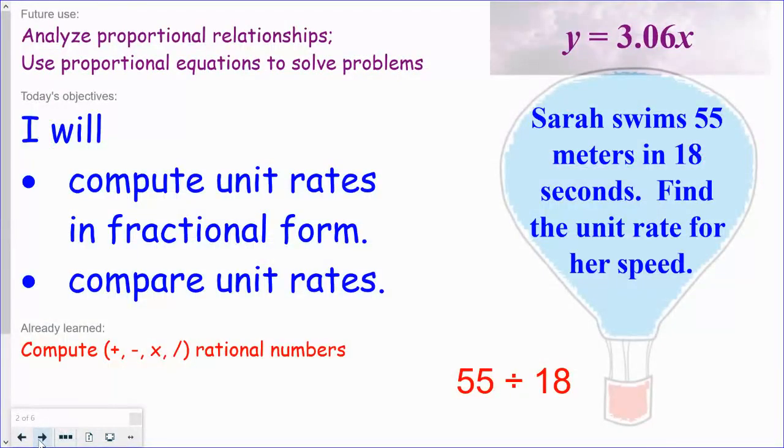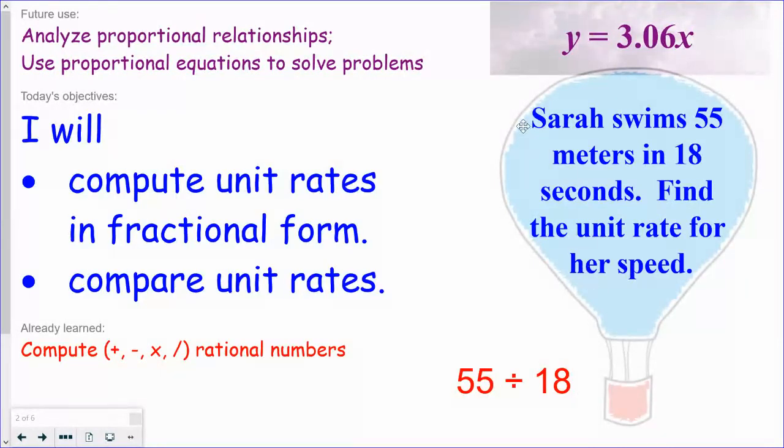Okay, so today we will compute unit rates in a fractional form. Compare unit rates. We already know how to compute addition, subtraction, multiplication, division with rational numbers. So 55 divided by 18. And remember, a fraction is basically division, okay?